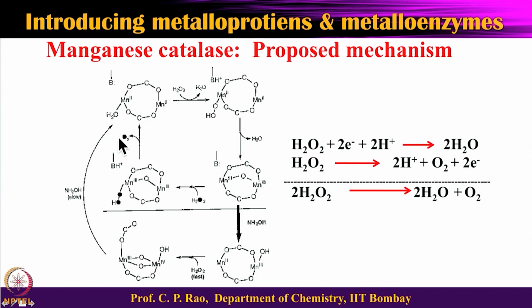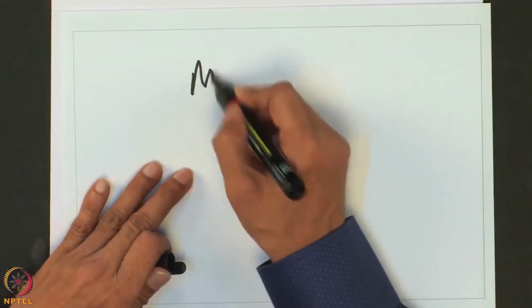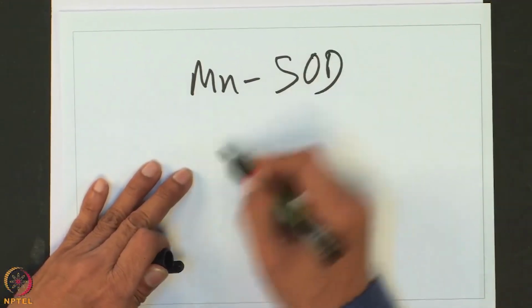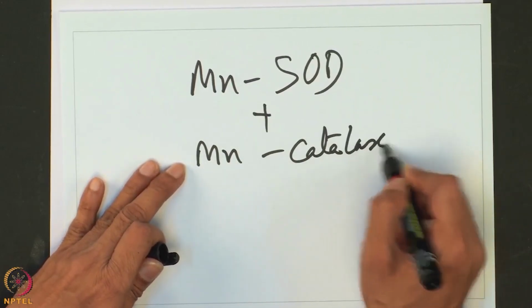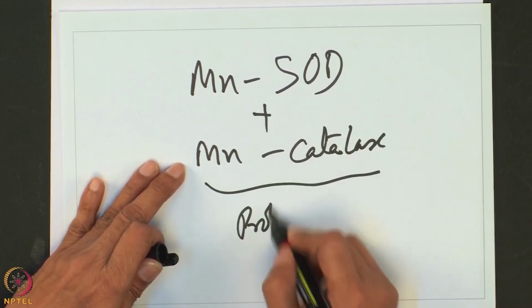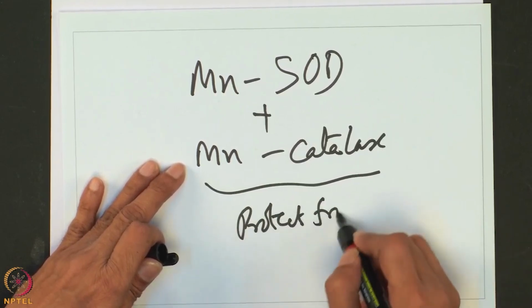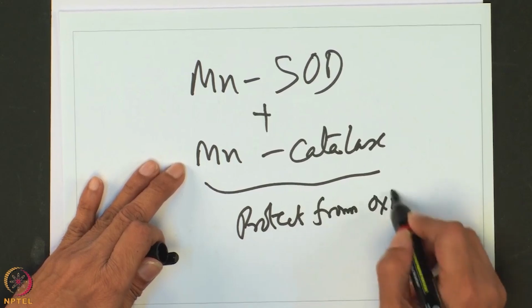So now you understand together: superoxide is dismutated to O2 and H2O2 by the SOD, and H2O2 is dismutated to water and O2 by the catalase. Therefore, the enzymes manganese SOD plus manganese catalase will protect from oxidative stress.